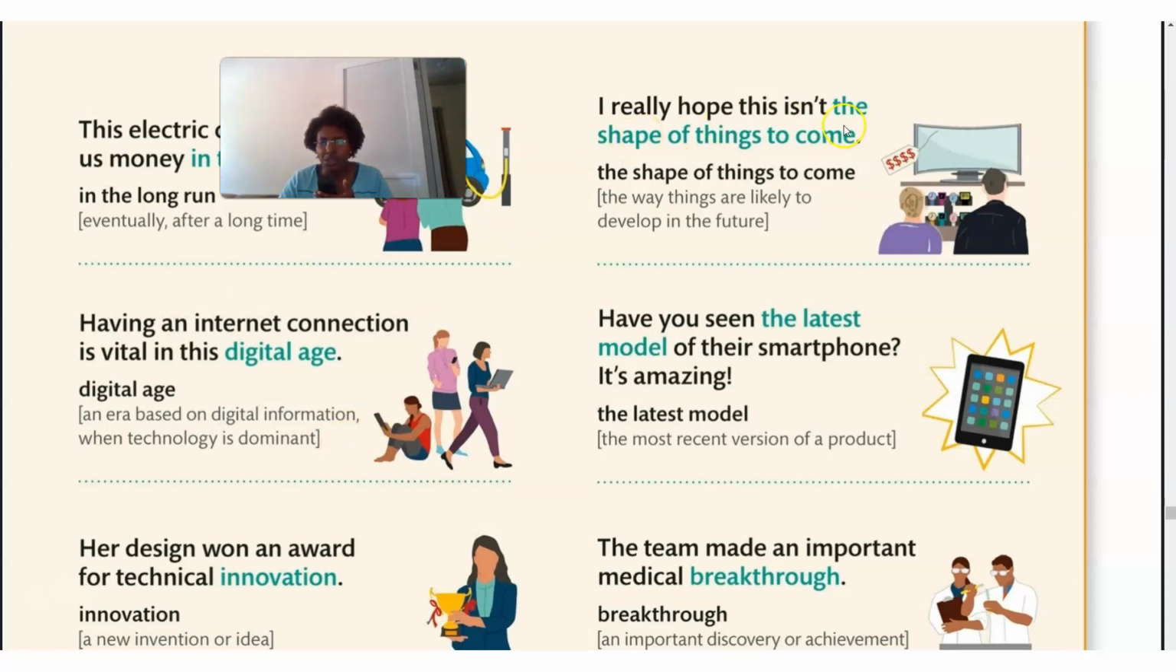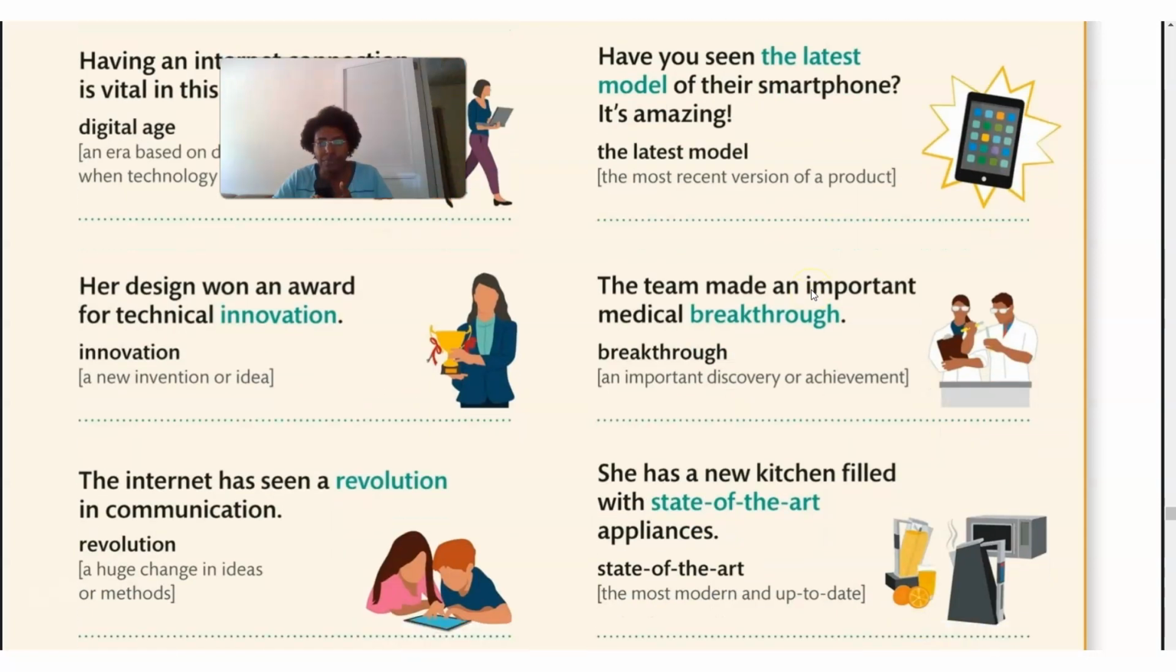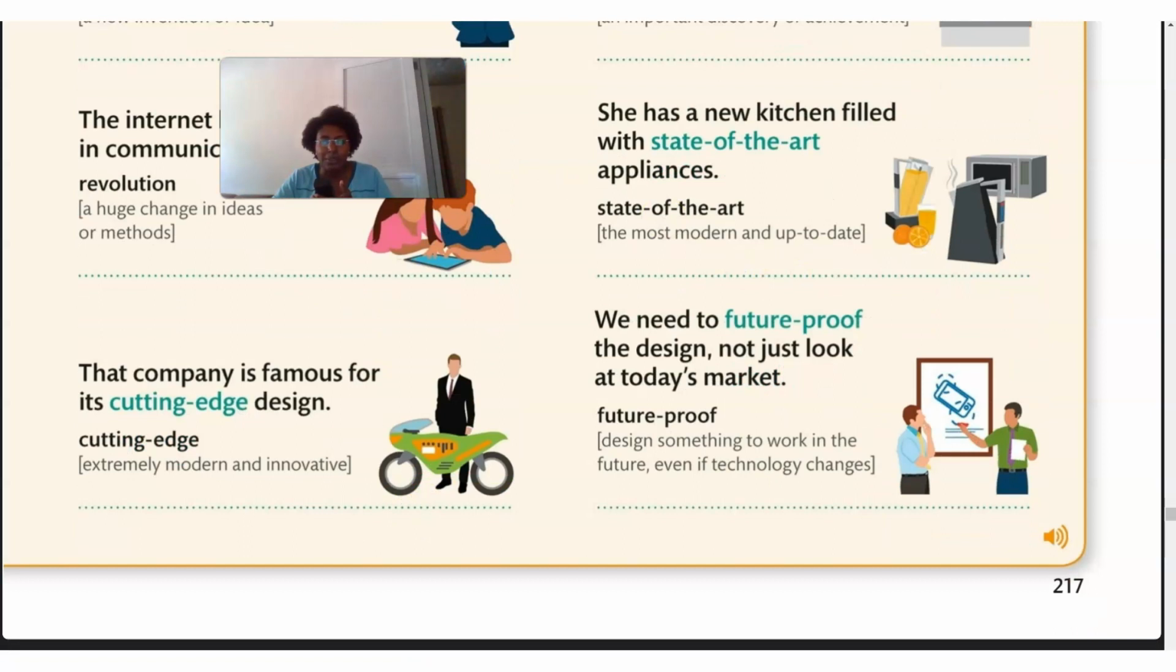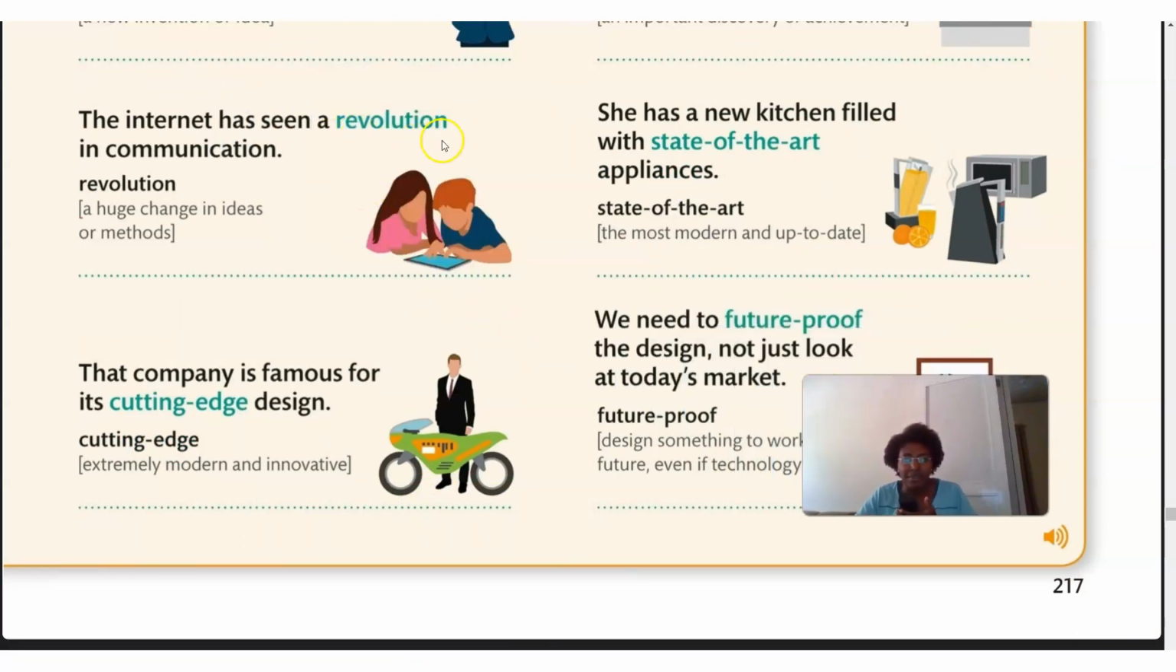So let's look at this one, the shape of things to come, the way things are likely to develop in the future. I really hope this isn't the shape of things to come. Of course, it's not literal, or you might have heard of how are things shaping up. It's just what is going to develop in the future. Okay, let's look at our last 4. We have revolution, state-of-the-art, cutting edge, future-proof. So we'll read all 4 of them this time.